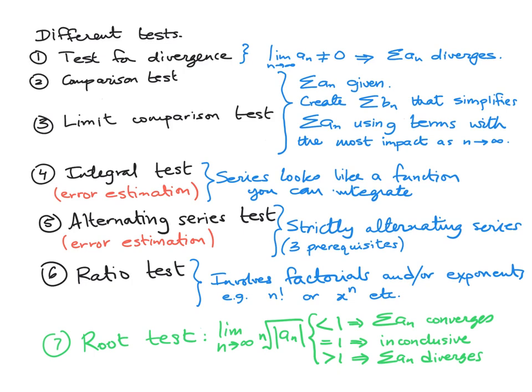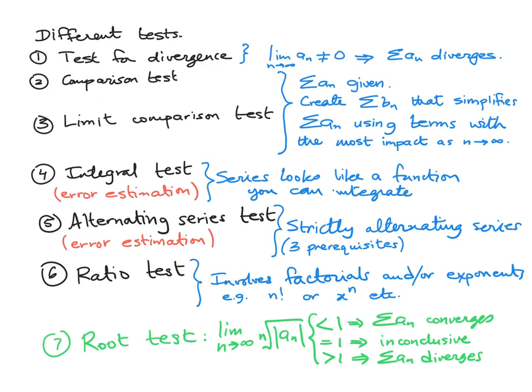So here's a summary again of the tests that we've learned. The first is the test for divergence, and you look at the individual terms, and if the individual terms do not go to 0 as a limit, then the series diverges, and that's all you have to do. However, just because the limit does go to 0 does not guarantee that the series is going to converge. This test for divergence can only guarantee divergence if the limit does not go to 0.